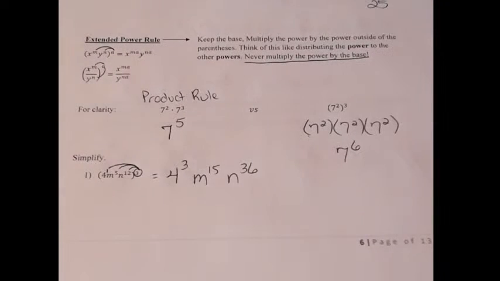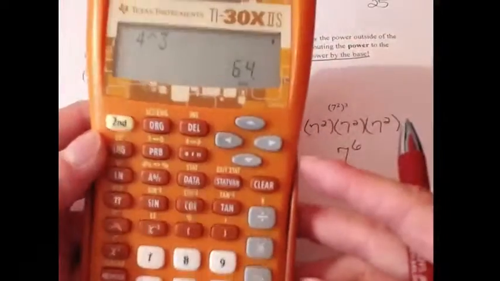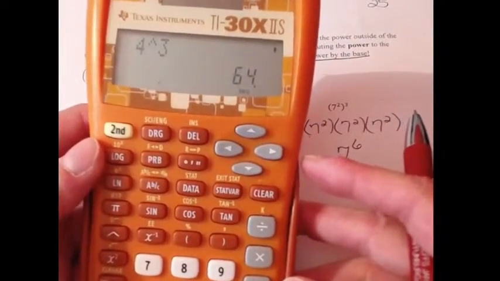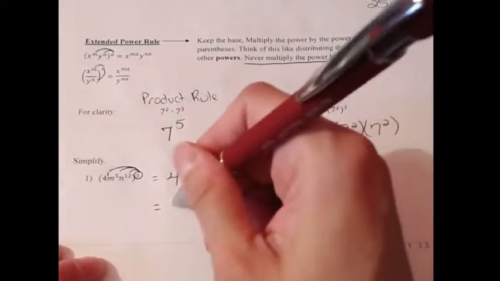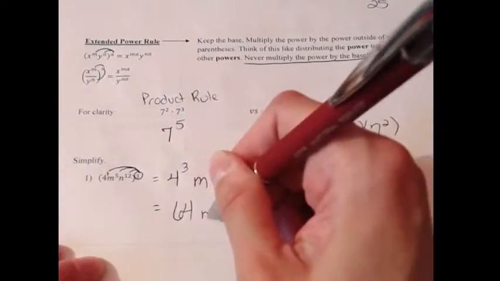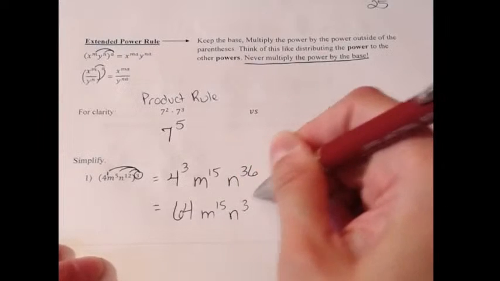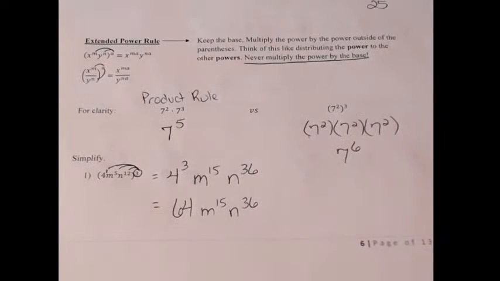Now, typically, we would look at this and say, well, I can do 4 to the 3rd. If I took my calculator and I punched in 4 to the 3rd, it gives me 64. So I'm actually going to simplify that as well. So my answer should be 64, m to the 15th, n to the 36. And that is how we want to record our answer.